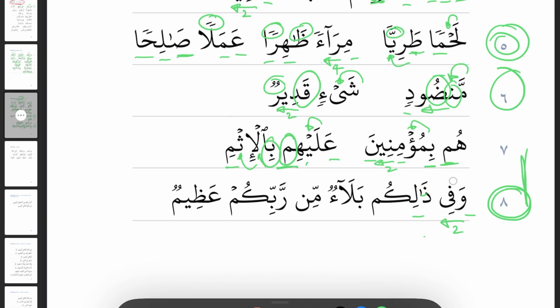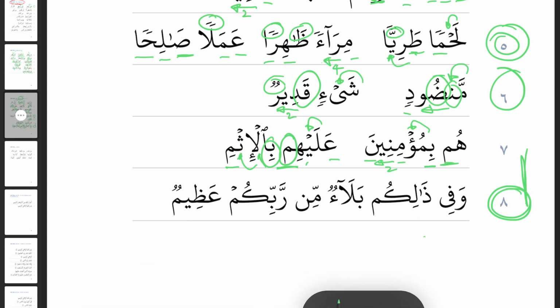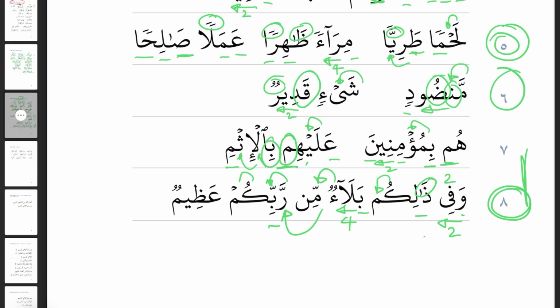We're going to read it again. I'll do it slowly so that you know exactly what is going on. We have wa, fi, the, li, kum, ba, la, mir, rabbi, kum, azimun.